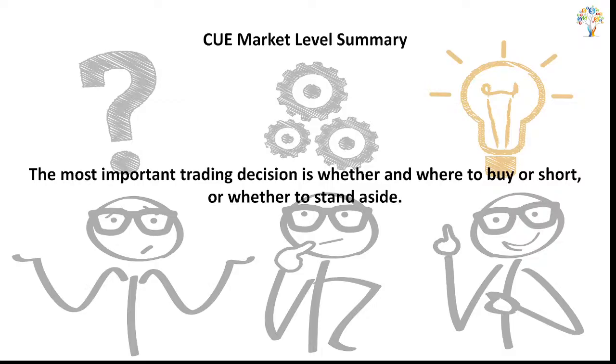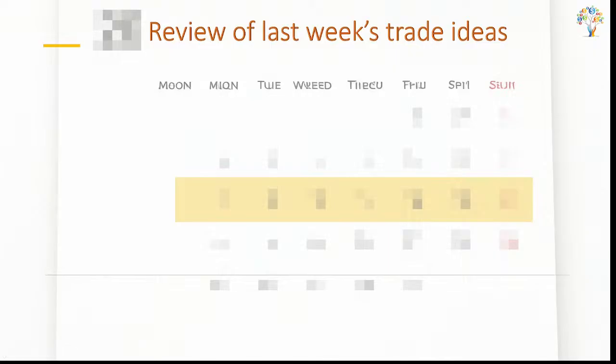So I would not mind looking for constituent stocks that are fundamentally weak in weak industries giving low risk short setup. But as of Friday's close, I'd like to stand aside. Review of last week's trade ideas. I did not share any because my view was to stand aside.